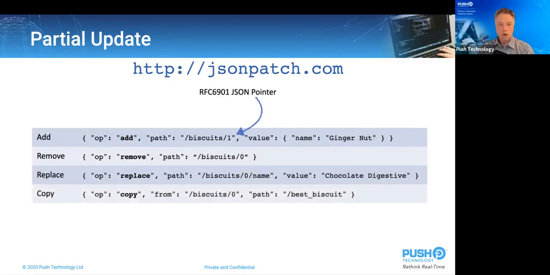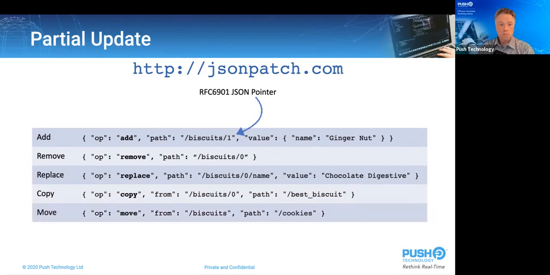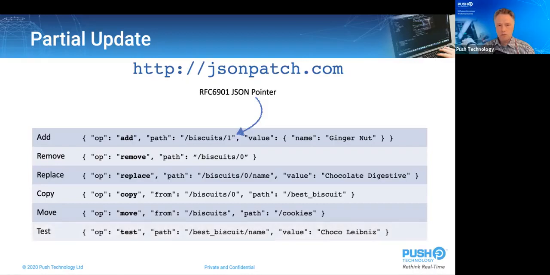Copy, as you can imagine, will copy a value from one place to another, and move will effectively rename part of a JSON value. Finally, and most interestingly, we can use the test operation to test equality of part of your JSON value against a JSON literal. On its own, the test operation has no direct effect on the output. However, we can use it and all other operations in combination.